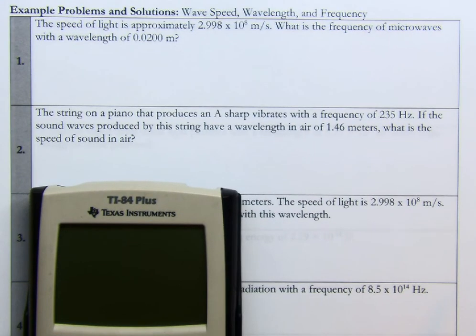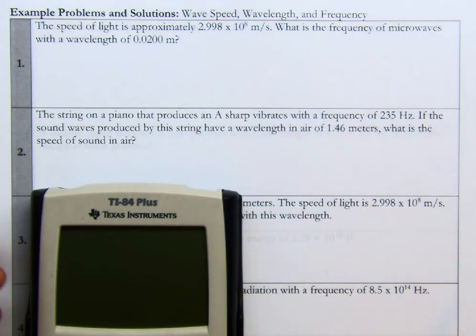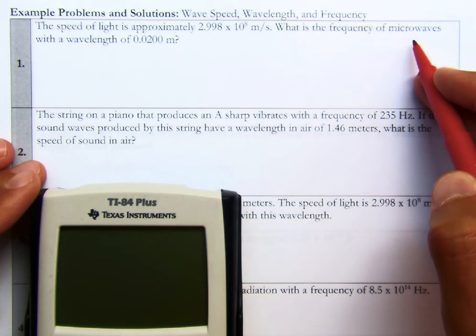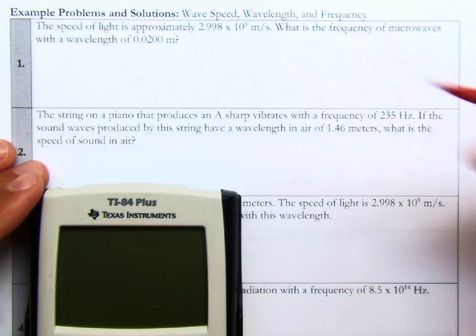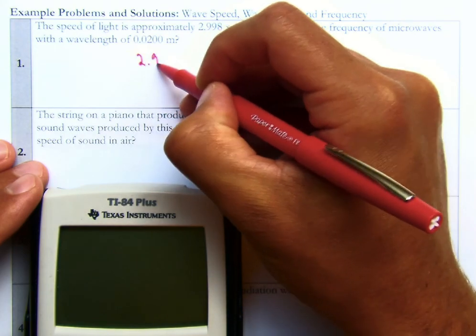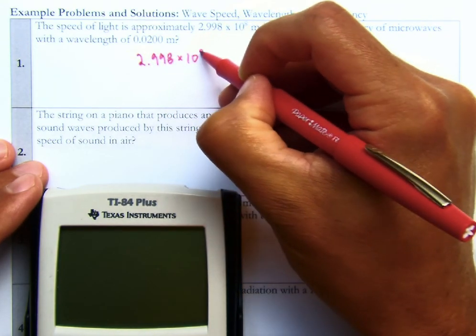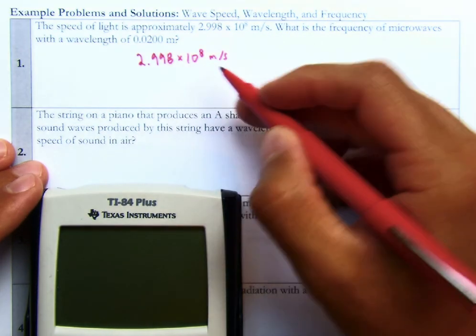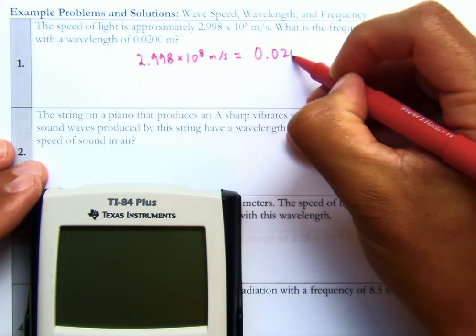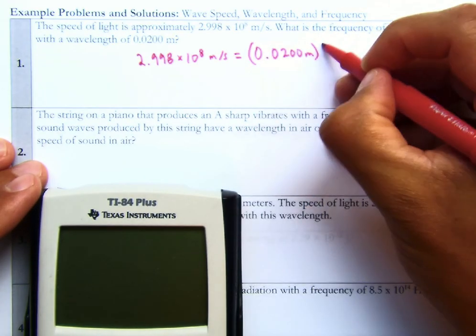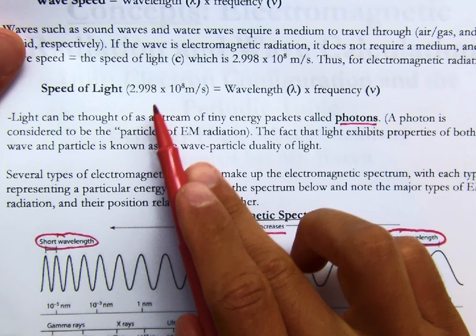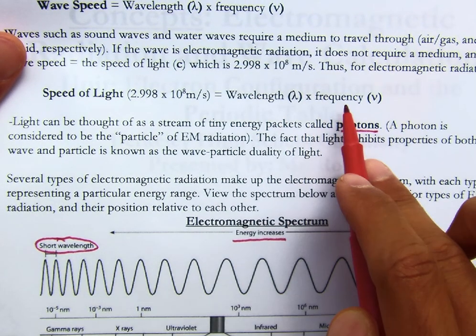The first problem says the speed of light is approximately 2.99 times 10 to the 8 meters per second. What is the frequency of microwaves with a wavelength of 0.2 meters? So, the speed of light, 2.998 times 10 to the 8 meters per second, equals wavelength, which is 0.0200 meters, times frequency, right? As we learned just a minute ago, the speed of light is equal to wavelength times frequency.